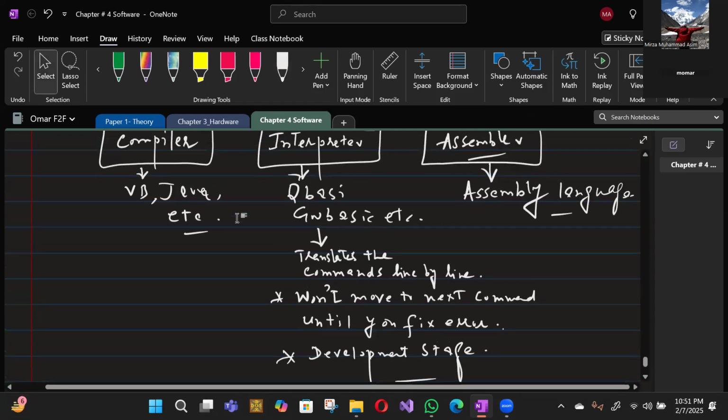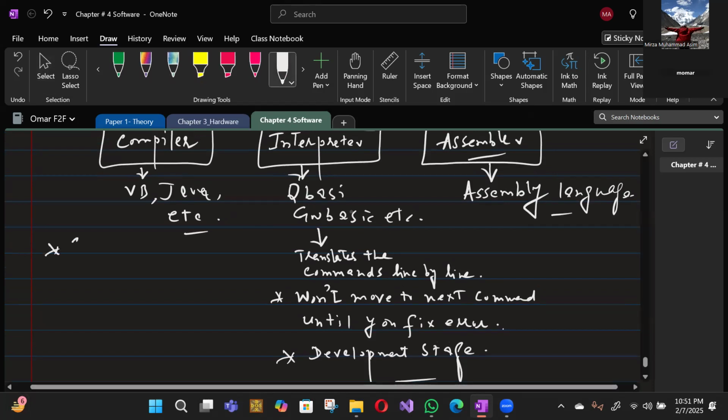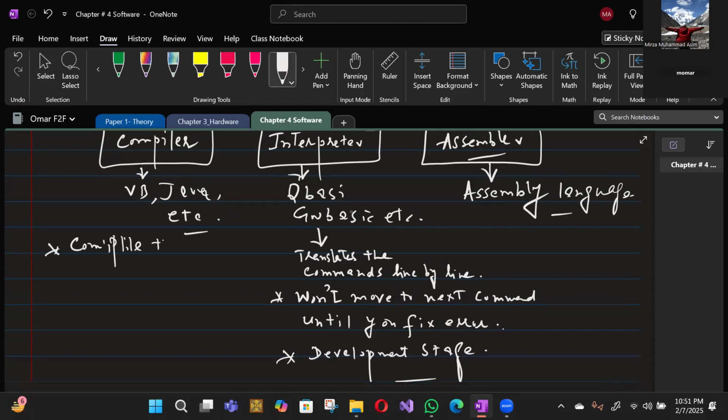Compiler compiles the program in one go. It compiles the whole program, no matter whether it's a program of 10 lines or 100 lines, in one go.